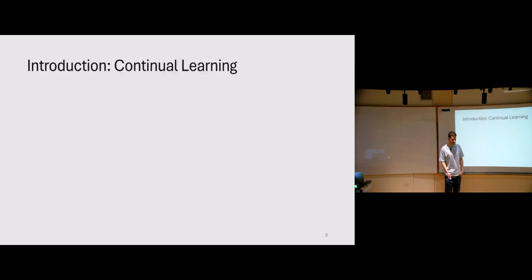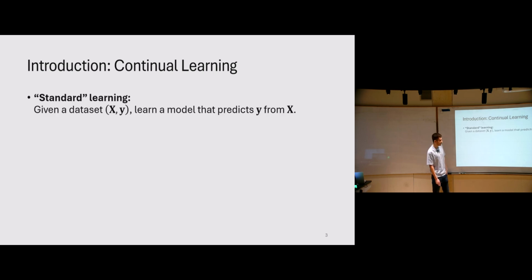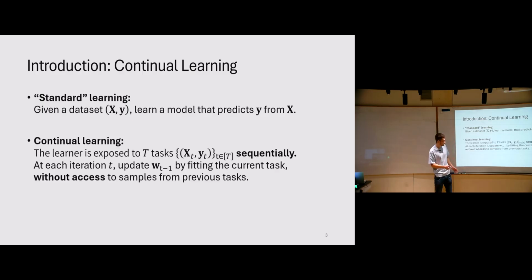So for those of you who are not familiar, we'll start with a bit of introduction about continual learning. Unlike standard learning, where you're given the data set X and the labels Y, and you expect to learn a model such that given the data, you can accurately predict the labels, in continual learning you don't observe all data simultaneously. You get it sequentially over T sequential tasks. Each task is characterized by its own data set and labels. And at each iteration, you can update your predictor by fitting only on the current task without having any access to samples from previous tasks.